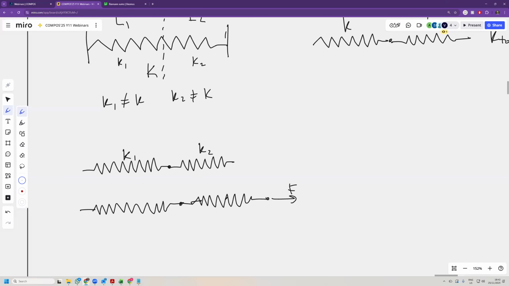Force F. So the force is the same for both springs. The first spring extends X1 by F divided by K1, and the second spring extends X2 by F divided by K2. So it's the force divided by extension.